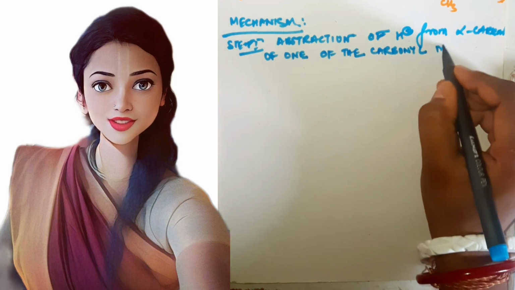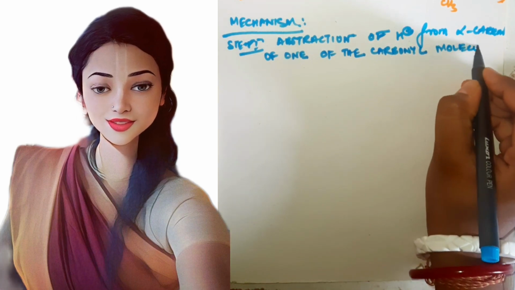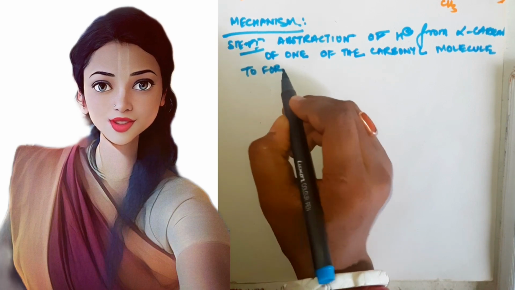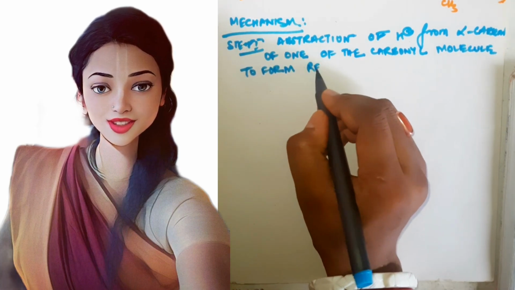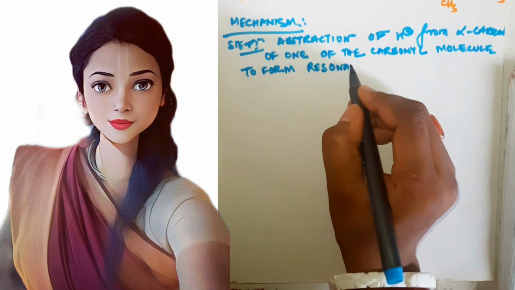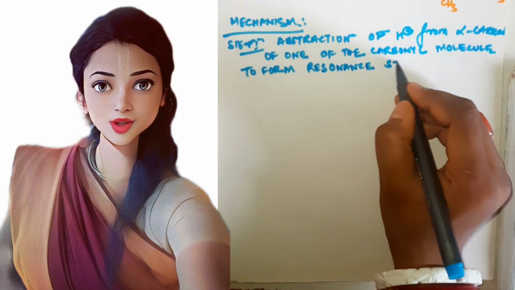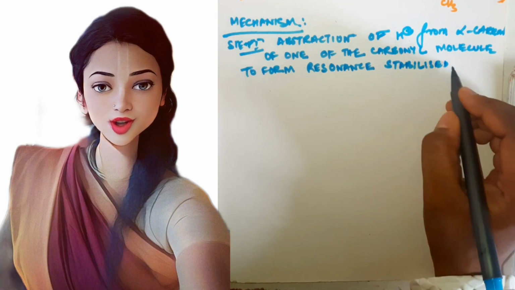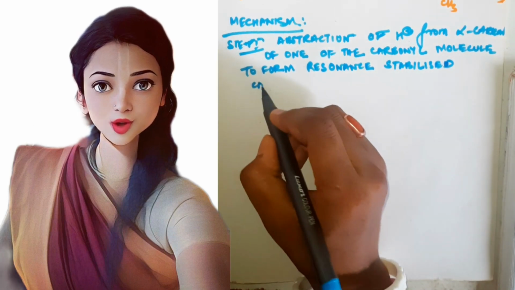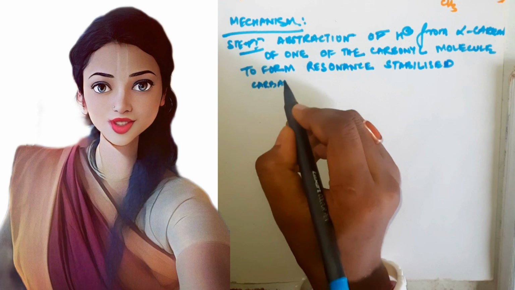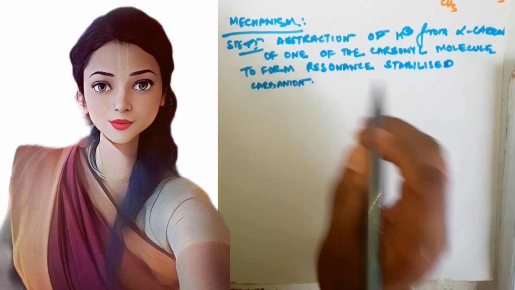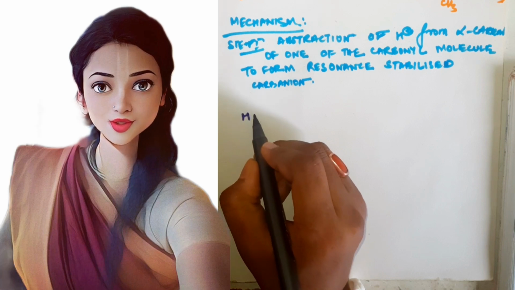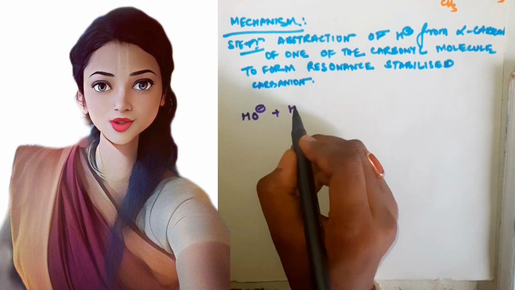The OH minus abstracts a proton from the alpha carbon of the carbonyl molecule to form a resonance stabilized carbanion. The hydrogen is lost as H plus, and it forms water. So you are going to get a carbanion, that means a minus charge will be there in the molecule. This way you are going to see this product.